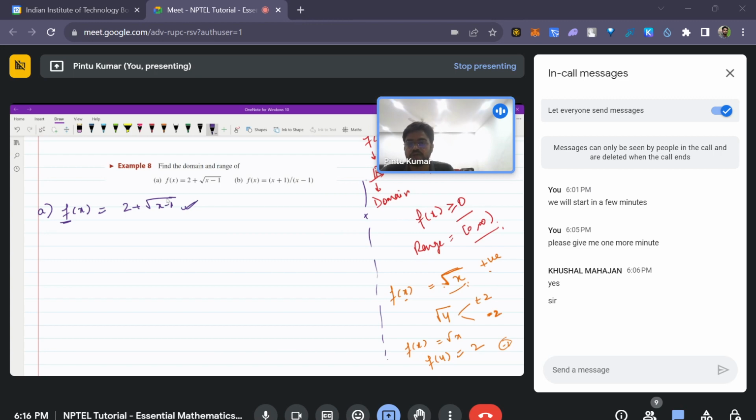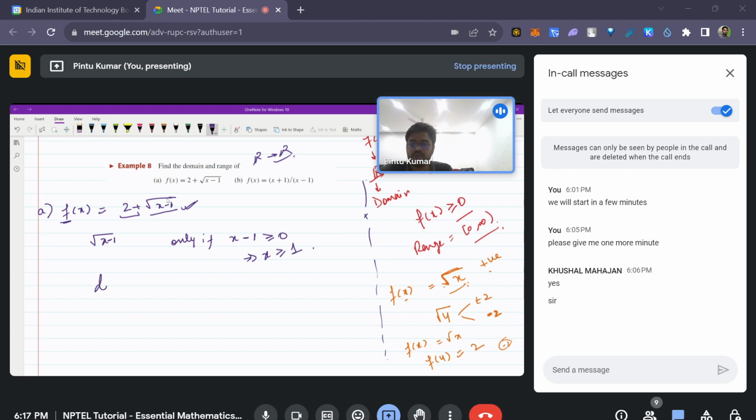So if you look at this function, 2 won't have any problem on the definition of f of x. 2 is defined for every value of x, right? So the problem can occur from the square root of x minus 1. Square root of x minus 1 is defined only if x minus 1 is greater than or equal to 0, right? If the value inside the square root is less than 0, then, if this is a map from R to R, it is not defined, right? So this would imply that x should be greater than or equal to 1.